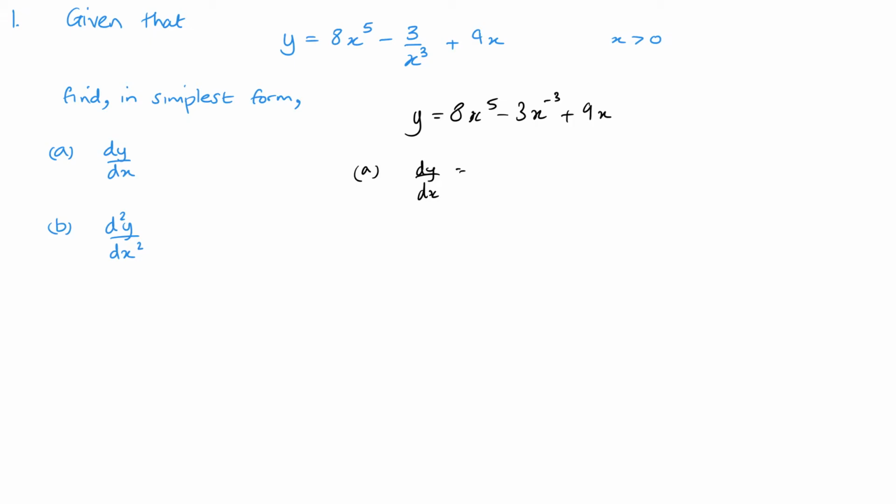So multiplying by the 5, we get 40x, and taking 1 away from the power. Minus, and again now we're multiplying by the power, minus 3. So that will turn this into a plus 9x, and take 1 away from the power. And then finally we've just got 9 at the end there. Obviously multiplying by the power, which is just 1. Taking 1 away from the power, which is 0, hence the x disappearing. So that's part A, nothing more to do there.